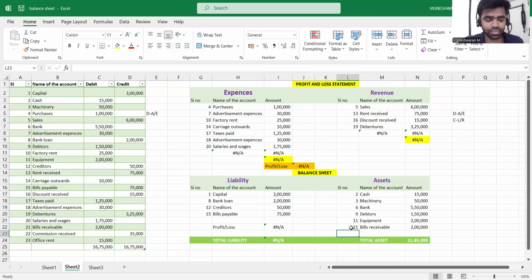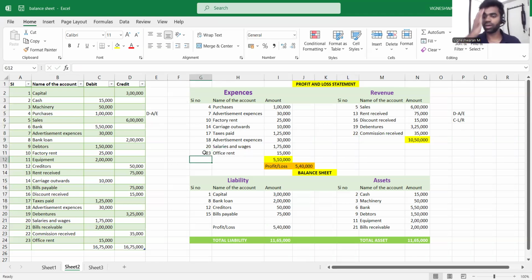Commission received. So it is in the credit side. Credit side means it should either be a liability or a revenue. See, commission received. So I received a certain commission, so it is a revenue for me. So 22. Then the last one, office rent. Office rent is of course an expense for me.